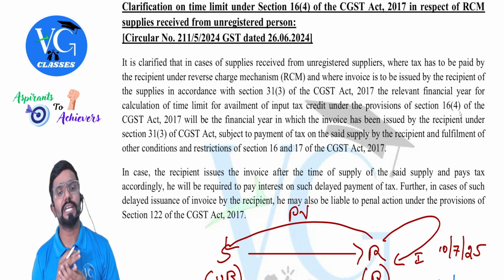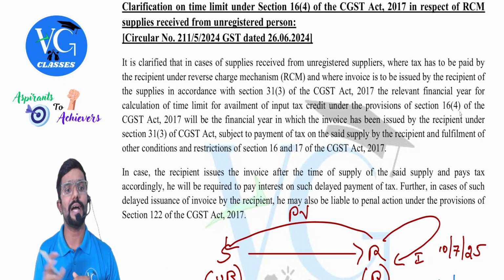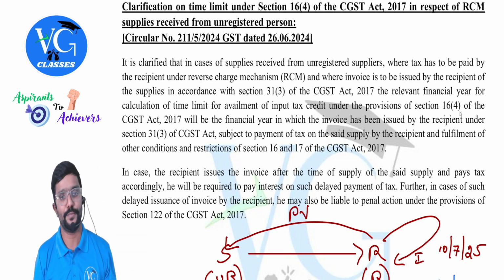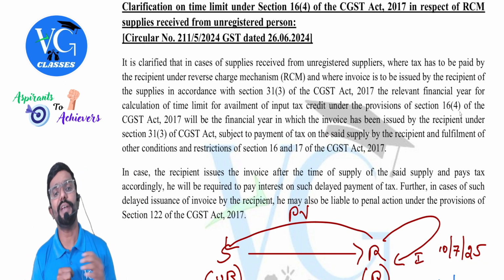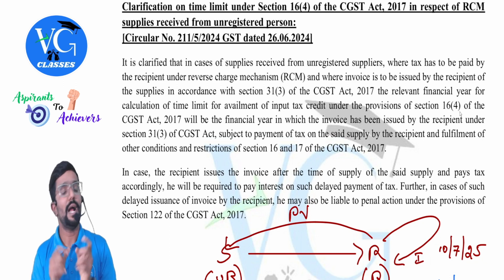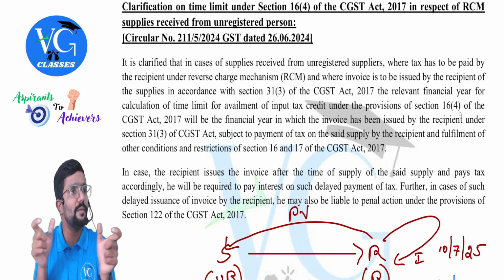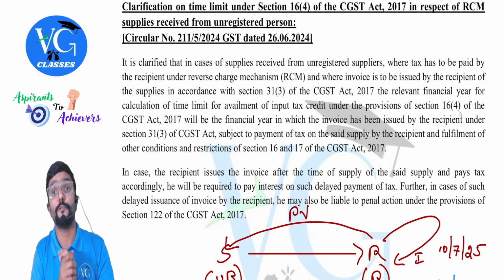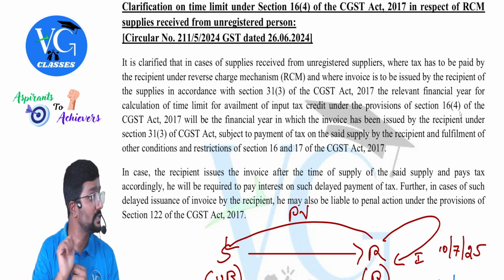Clarification on the time limit under section 16(4) of CGST Act 2017 in respect of RCM supplies received from unregistered person. Means who is that unregistered person? Supplier. Circular number 211/5/2024-GST dated 26th June 2024. And I had already told, sir, is the circular number and date important, guys? No, not important from the exam point of view. But the content of the circular is important.